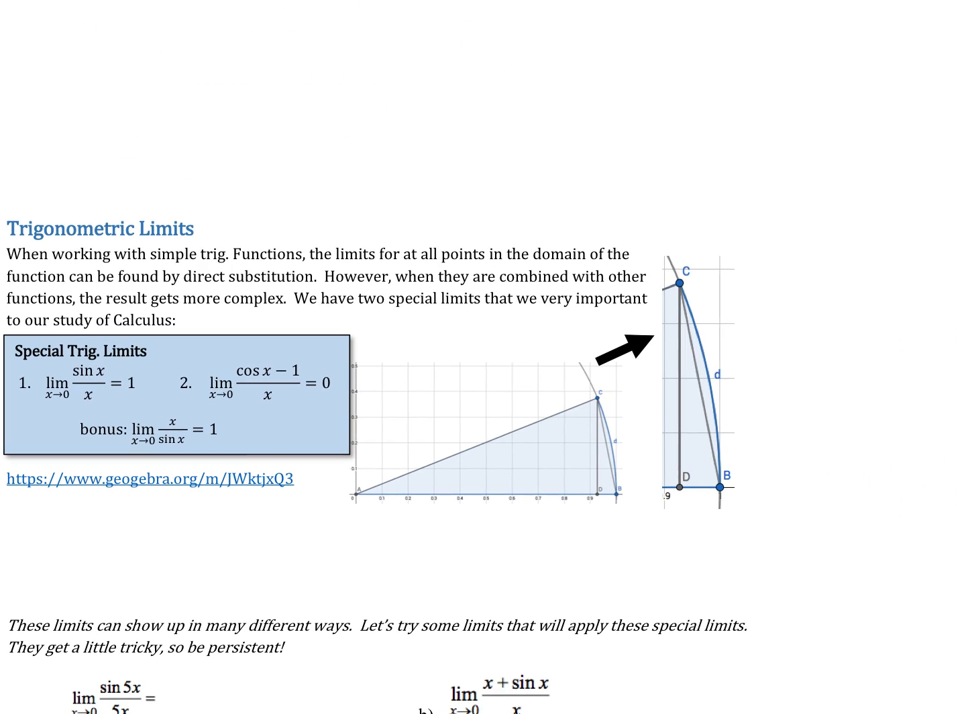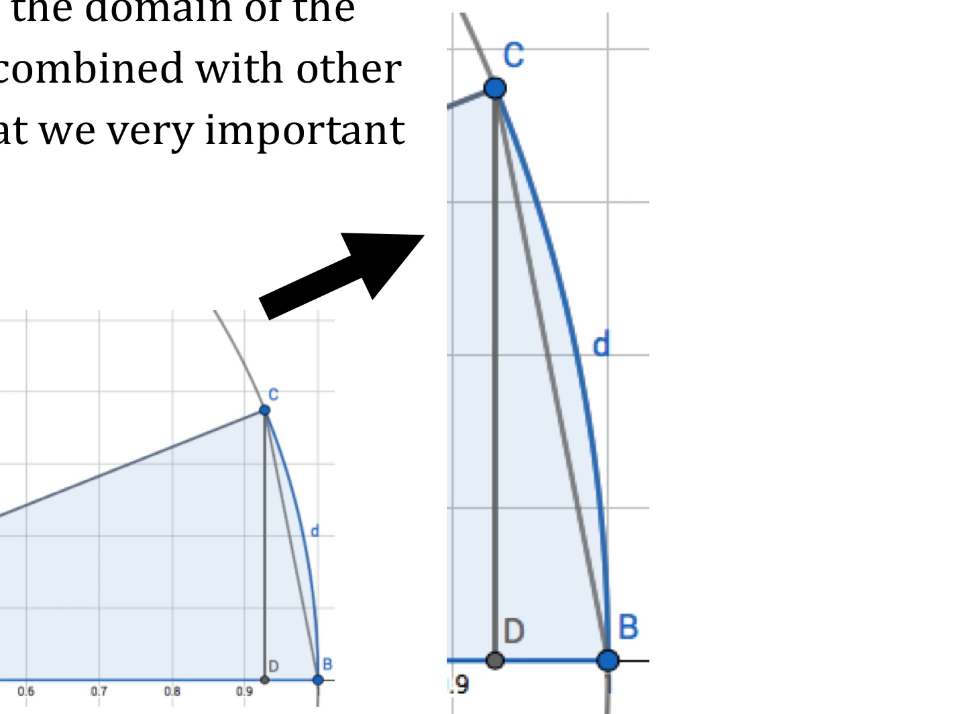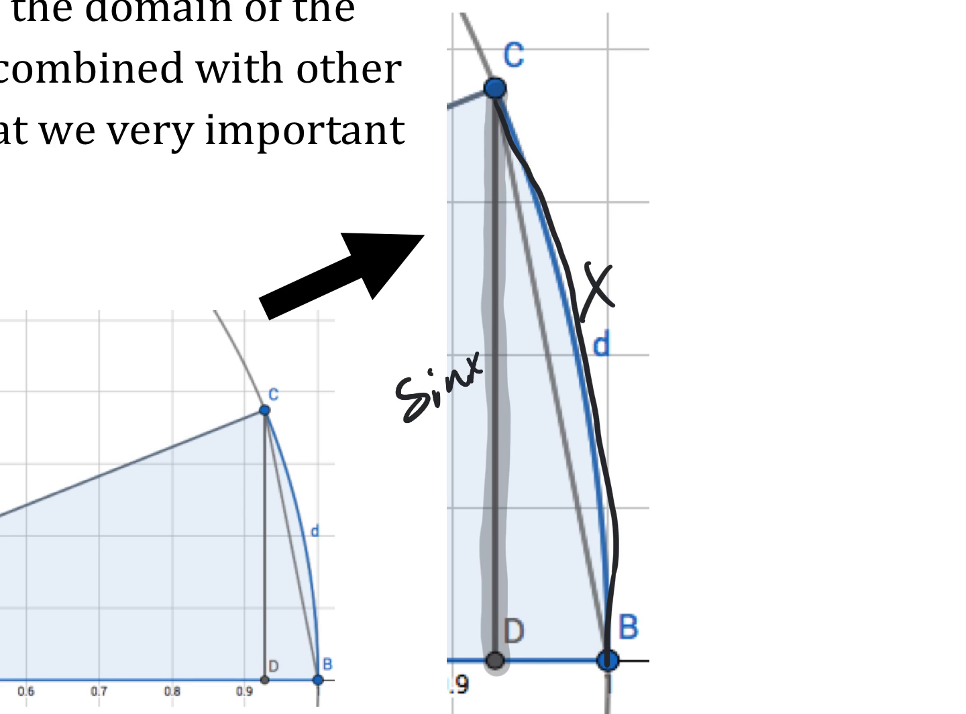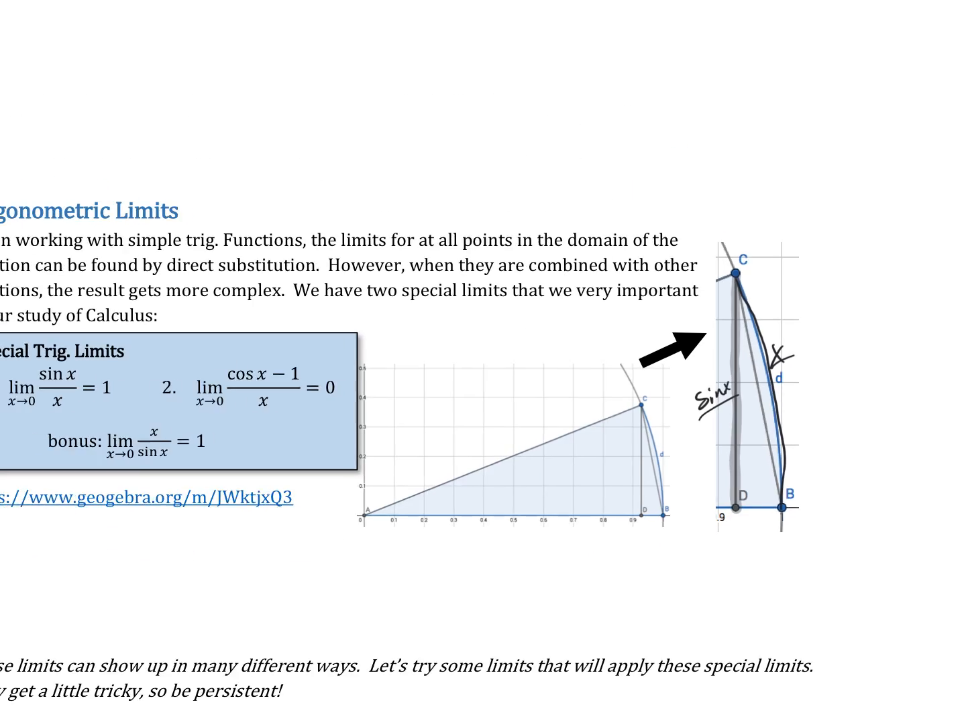The reason for that is because as we zoom in and look at this angle that's going to 0, this is the sine of x there. So that's the sine. And x is the measure of the angle, and so that's this curve right here. So this sine x and this x basically end up being the same thing, so they are 1.